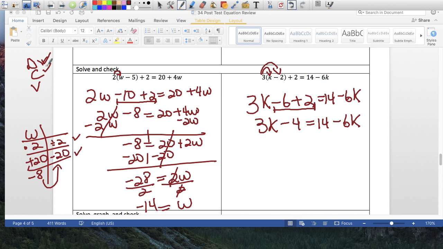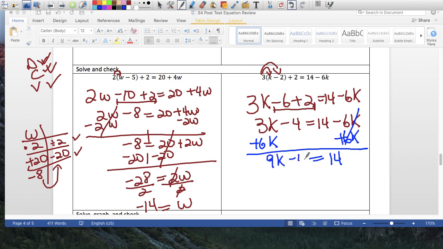So I did the distributive property, I combined like terms, now I have a variable on each side. So in this case, you know what? Let's get rid of the 6k, minus 6k. So I do plus 6k on this side, and plus 6k on this side. These two will go bye-bye. 14 comes down. So I got 3k plus 6k is 9k minus 4.